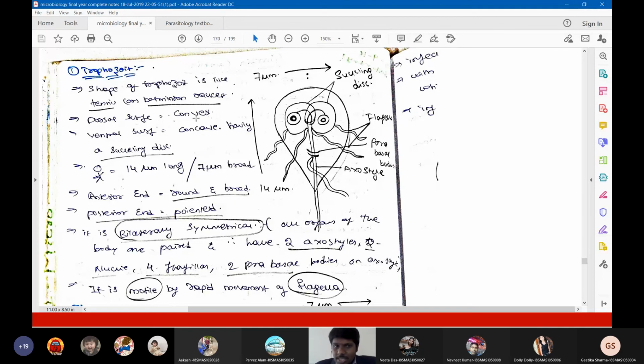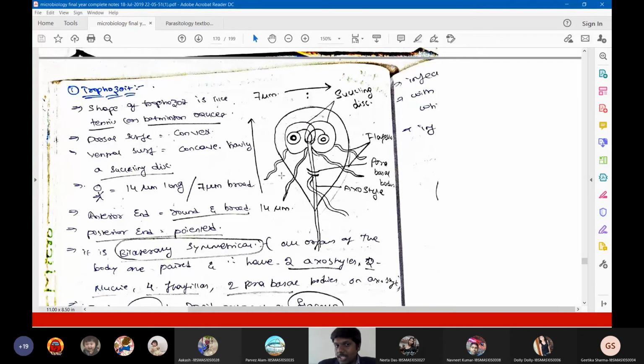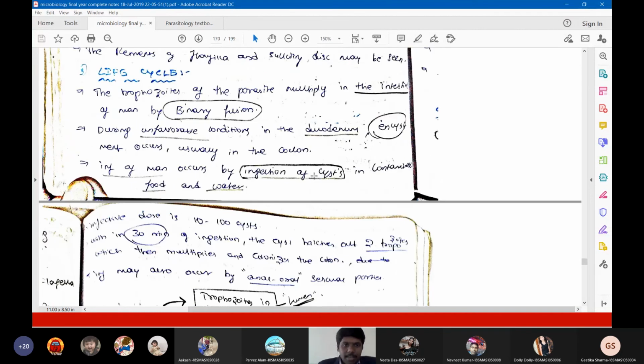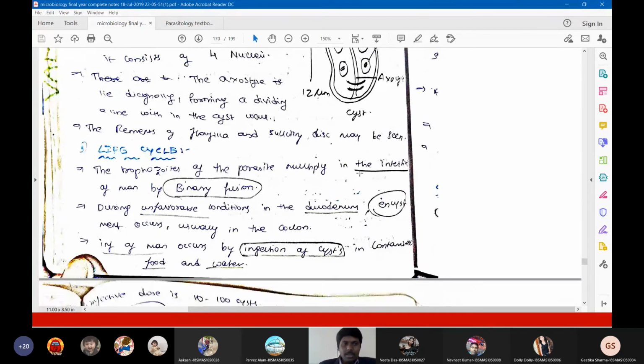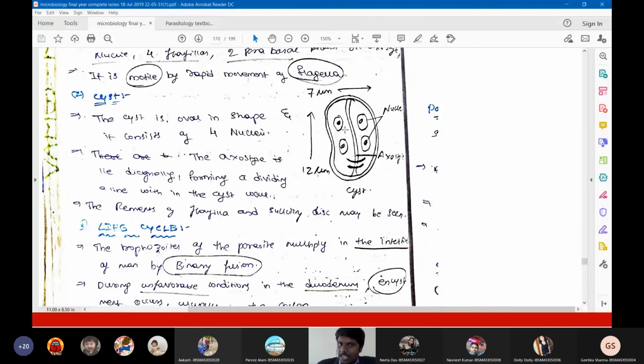Leave it. Anyway, the dorsal surface looks convex and the ventral surface looks concave, and the overall length is 14 micrometers and the breadth is 7 micrometers. It has a sucker disc, flagella, an axostyle, and parabasal bodies, and it will reproduce by binary fission. Coming to the cyst, it is 12 micrometers in length and 7 micrometers in breadth, and it has 4 nuclei, an axostyle and parabasal bodies.